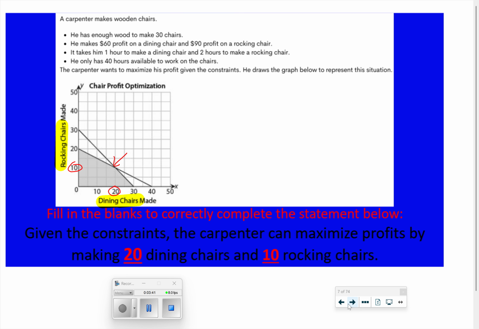All right, the answer is making 20 dining chairs and 10 rocking chairs. Okay, and the reason I know that is that's the spot where both lines cross at the highest spot there. Okay, so here we got 10 for the rocking chairs and 20 for the dining chairs.